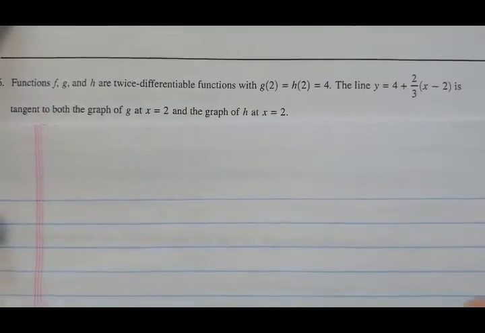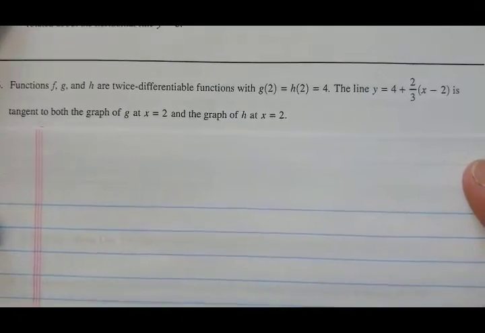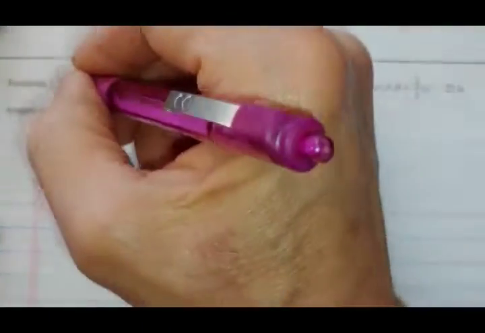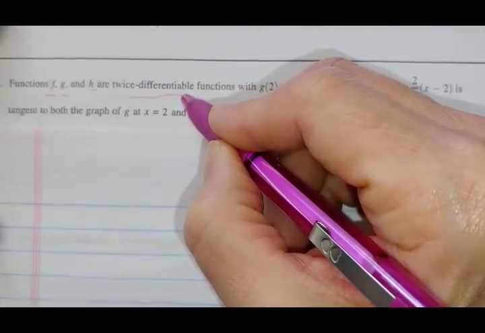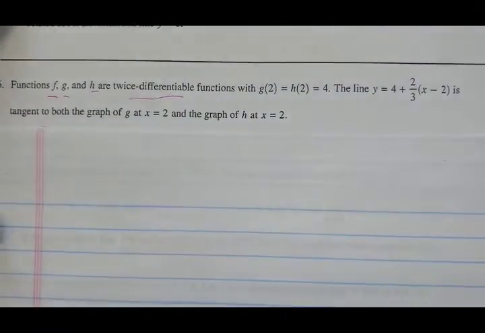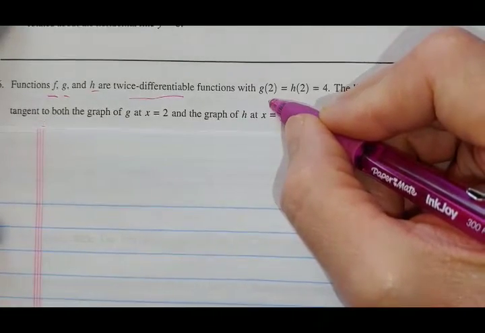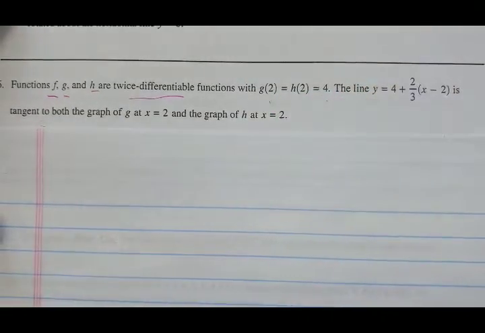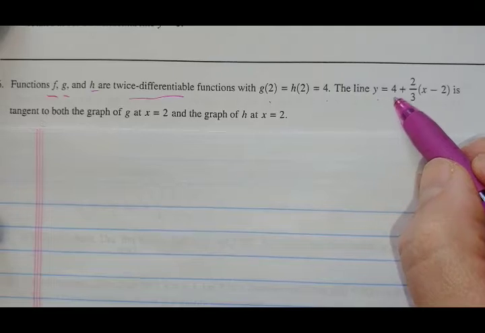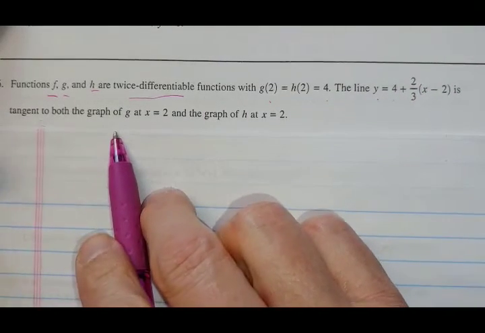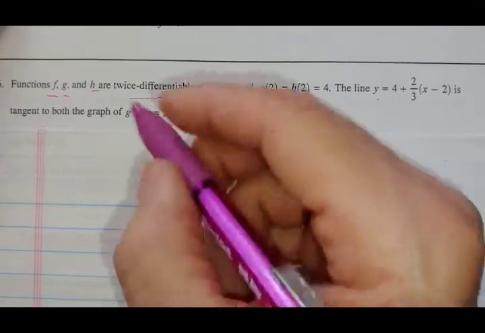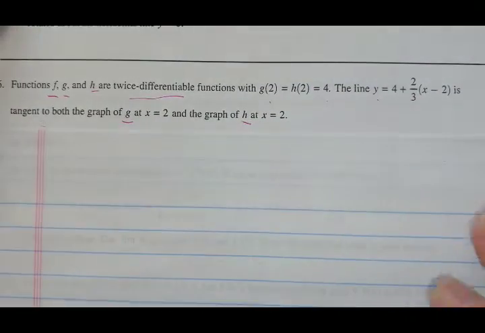Okay, give me a second here to get started. So we have some symbolic derivatives going on, and I'll try to keep this in the window and stay focused here. We have a function f, g, and h. They're all twice differentiable, so they have a first and second derivative, and they're giving me some y value. g of 2 and h of 2 have a y value of 4. The line y equal to 4 plus 2/3 times x minus 2 is tangent to both the graph of g and h at x equal to 2.